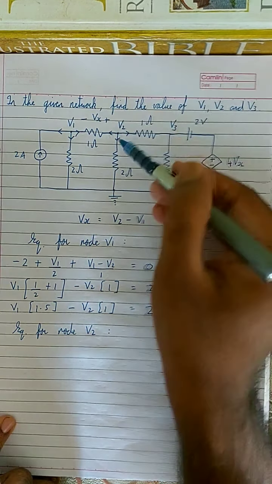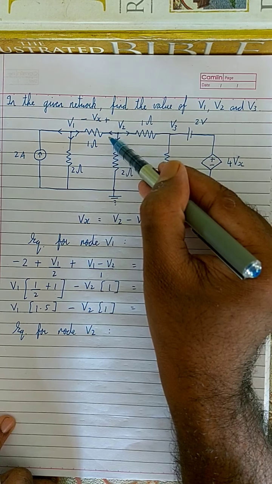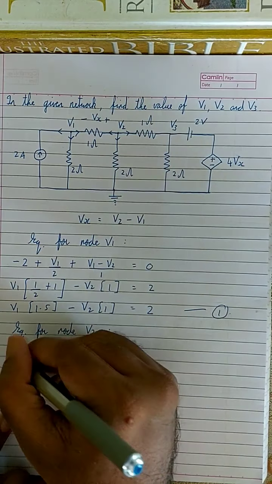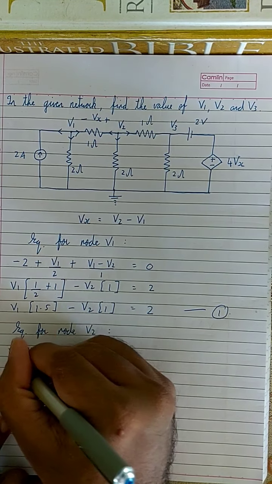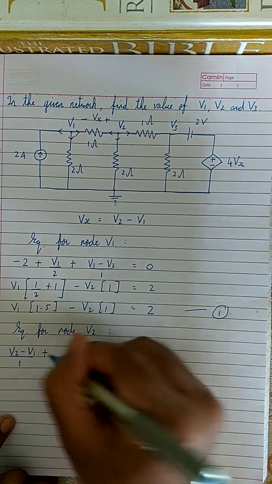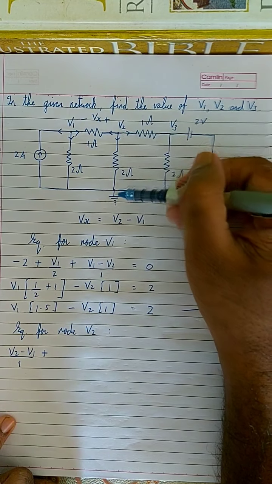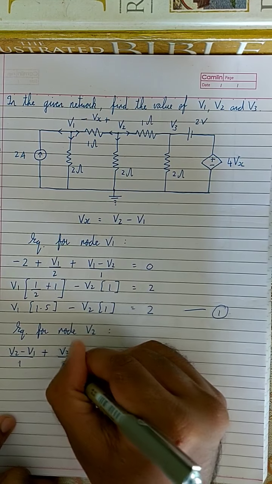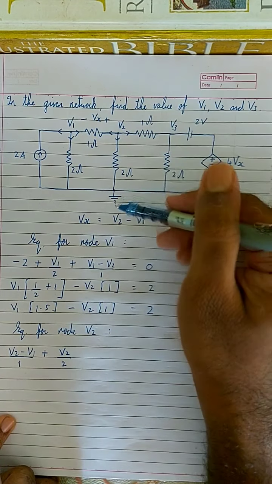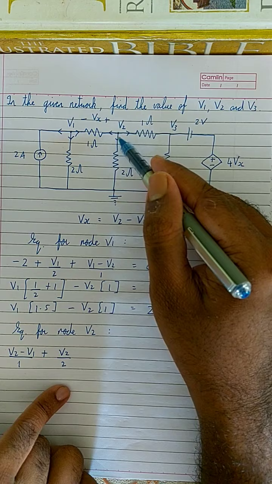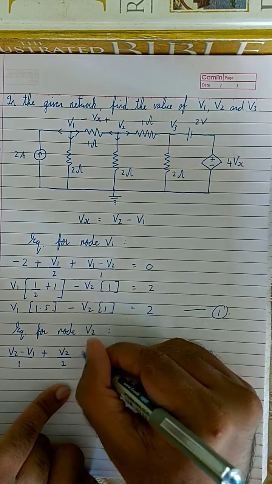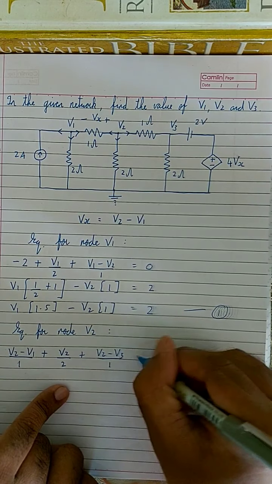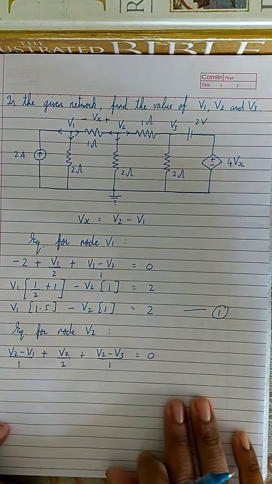So first I am going to write the current across this branch. What is the current across this branch? V2 minus V1 by 1, right? So V2 minus V1 by 1 plus, next is V2 minus 0 by 2, which is V2 by 2. Next is V2 minus V3 by 1, plus V2 minus V3 by 1, is equal to 0. That's it. Right?